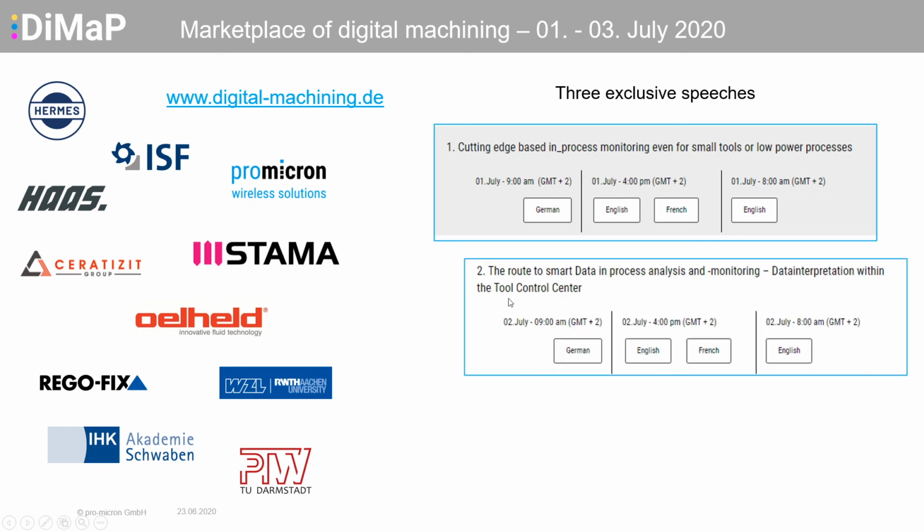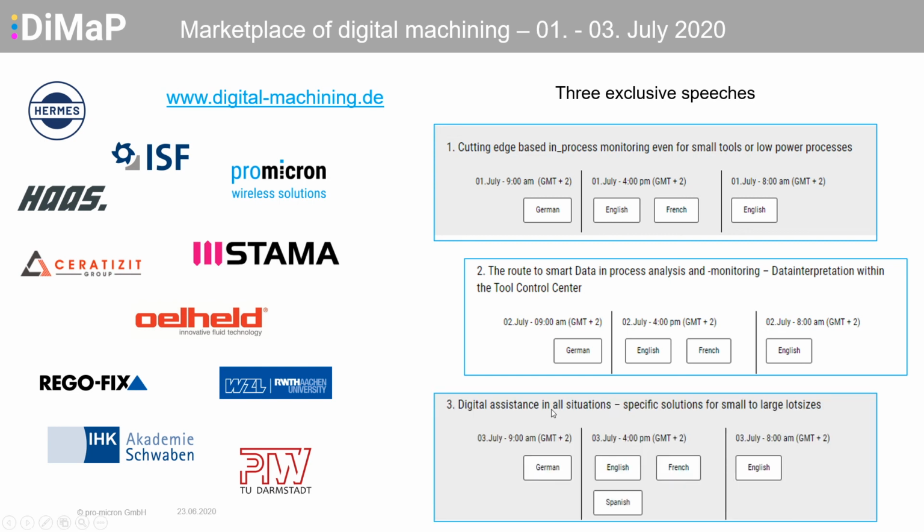The second topic will be the route to smart data in process analysis and monitoring, data interpretation within the Tool Control Center. Here we want to discuss the Spike Polar function again. We want to introduce the Spike KPIs in more detail with you. We talk about Spike AI, and we even show you experiences which we have had with the Spike map, where we can connect the axis data with the force data from Spike.